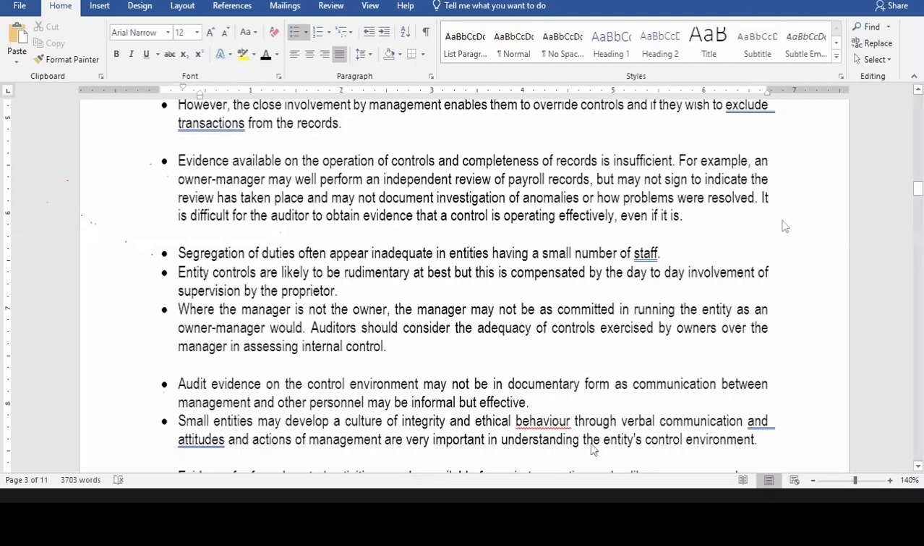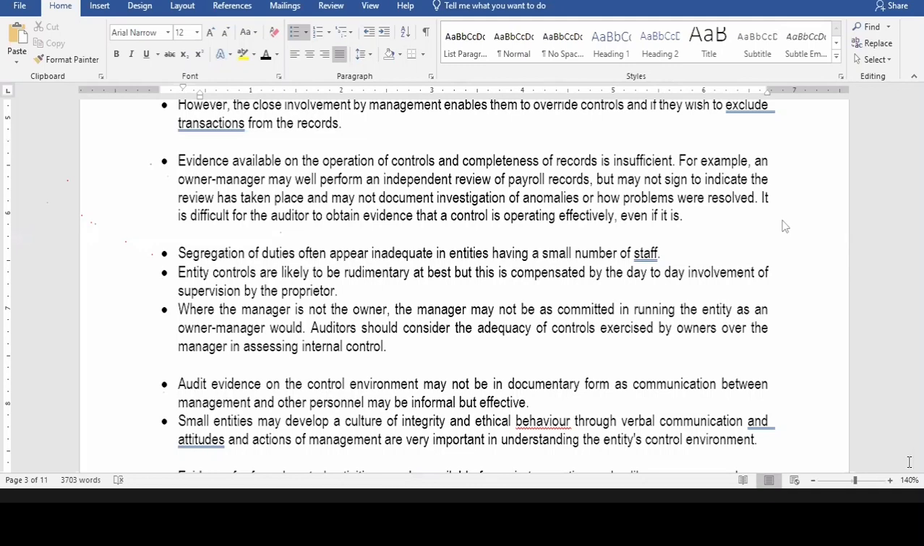Now, small entities may develop a culture of integrity and ethical behavior through verbal communication, and attitudes and actions of management are very important in understanding the entity's environment. Small firms don't have many people, don't have many records. They may not have a code of conduct, but many things are not written, but people know what to do. They follow what the owner does. So that's why the owner plays a key role.